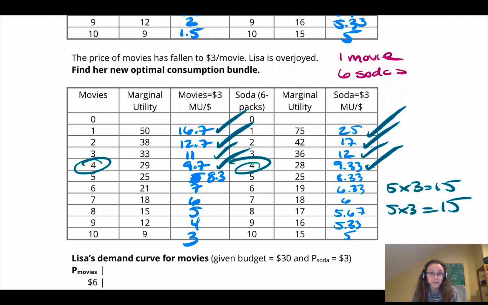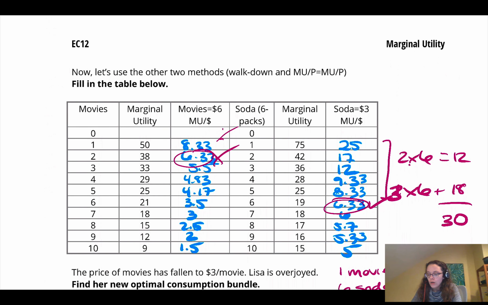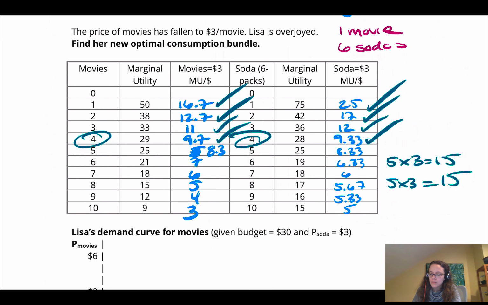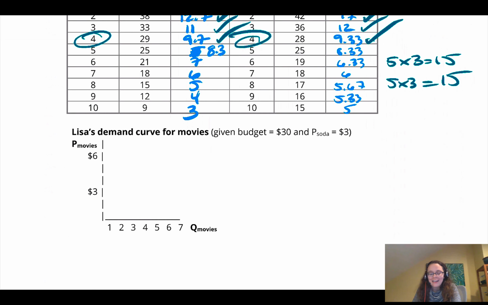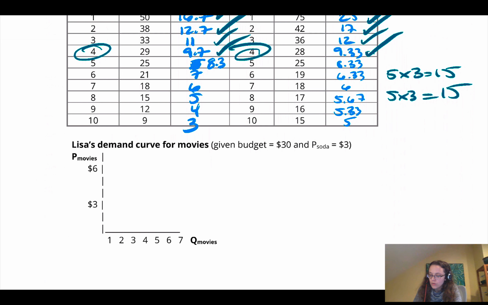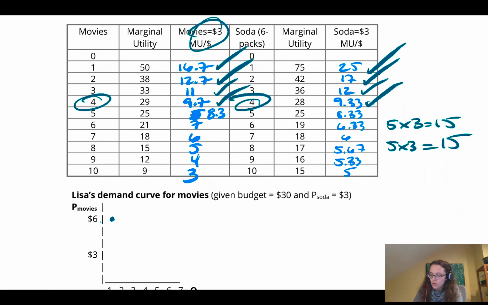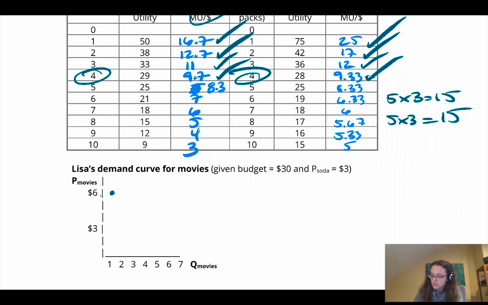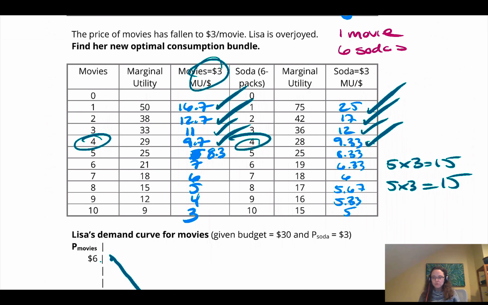Now what's also cool here is we have a situation where we know what her consumption is in terms of movies at a price of 6 and what her movie consumption is at a price of 3. We could actually plot out her demand curve because we know that when the price is $6, she consumes 1 movie, and when the price is $3, she consumes 4 movies. Essentially, this is creating a demand curve. And that's the intuition here, that if we were able to model out what people's optimal decisions are at various prices, that is how we know what a demand curve looks like.